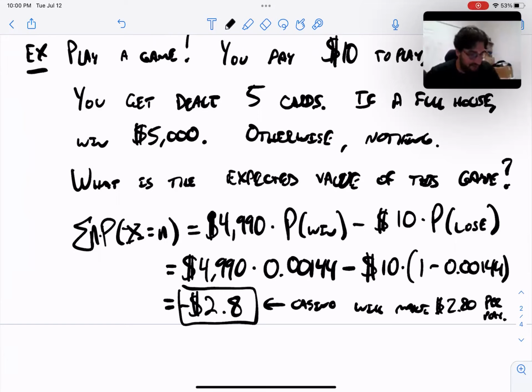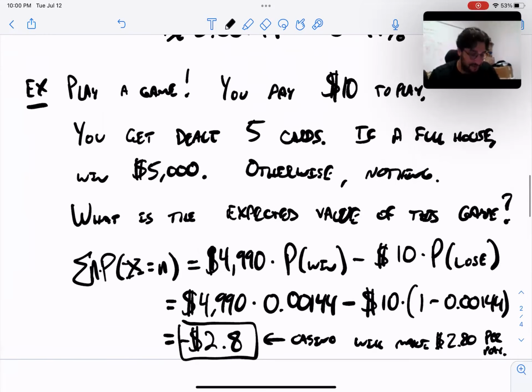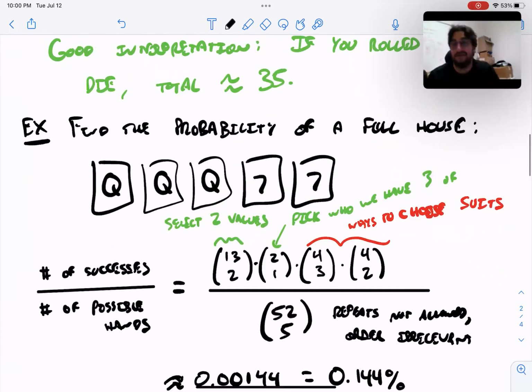On average, including wins and losses. So, all right, there we go. There's an example of expected value, computed using our combinatorics techniques. Great. Thank you so much.